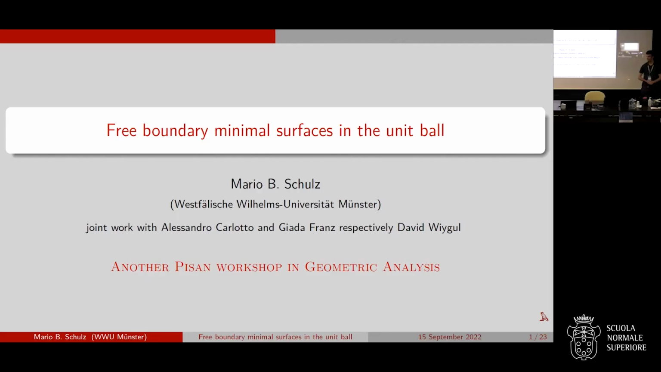Okay, we're going to close this workshop with the last speaker of these 2 days. So welcome Mario Schulz from Münster, who's discussing free boundary minimal surfaces in the unit ball. Yeah, thank you very much for the introduction and the invitation and the opportunity to present my work on free boundary minimal surfaces.